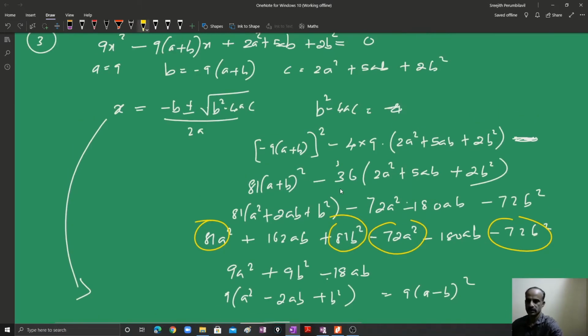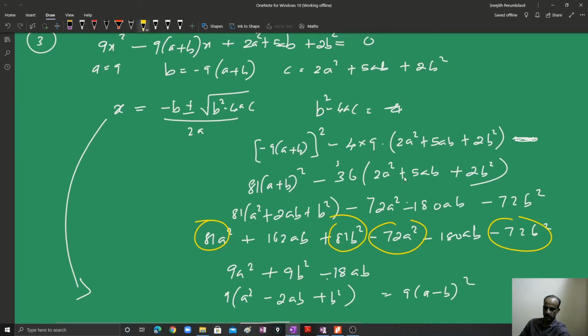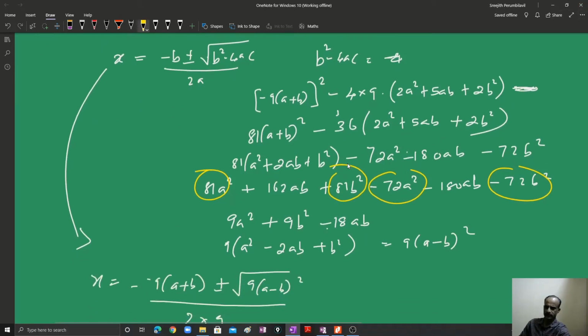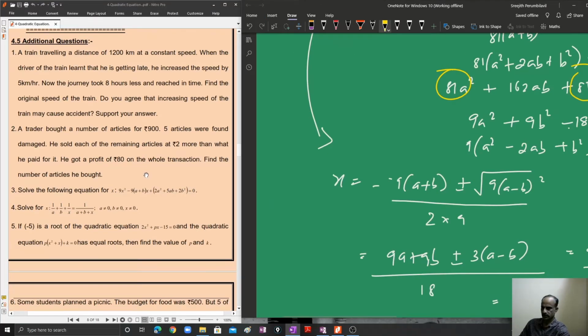Nothing is there. Just used the quadratic formula. Here a little bit of expansion and simplification is there, a plus b whole square and all. Simple thing. Just go through it. Next question.